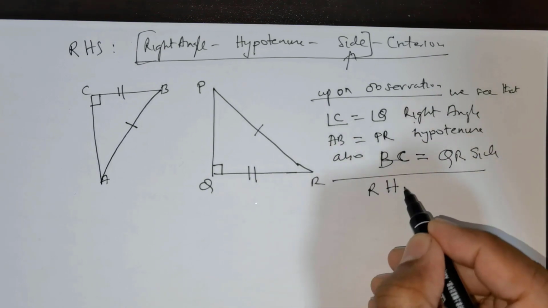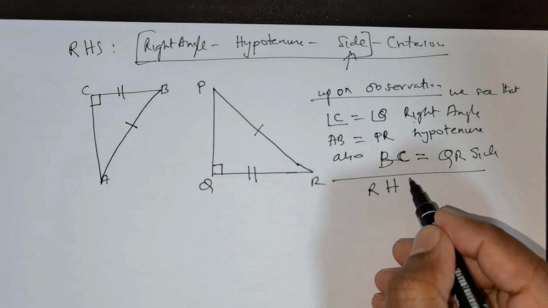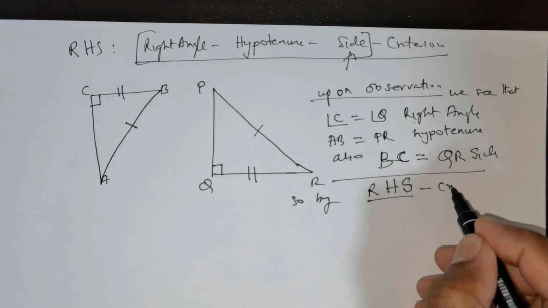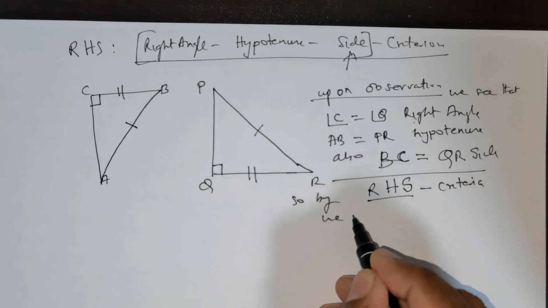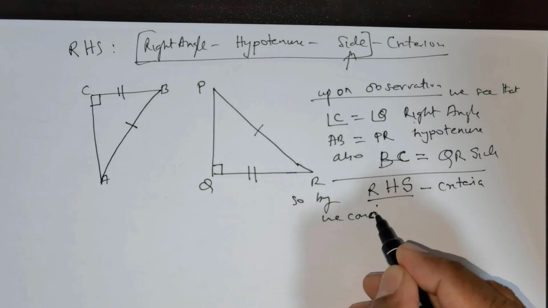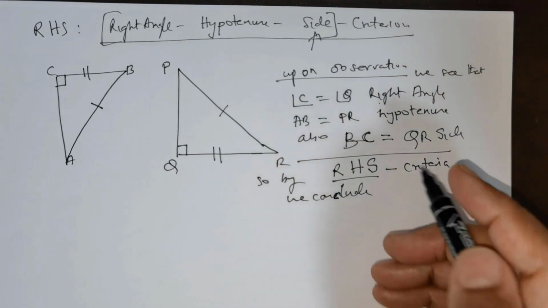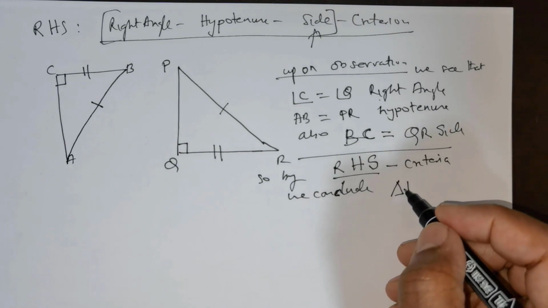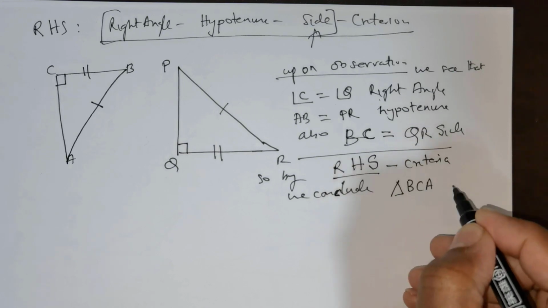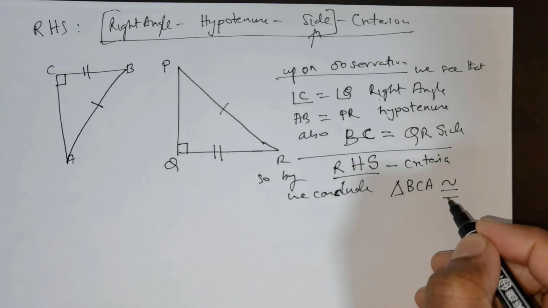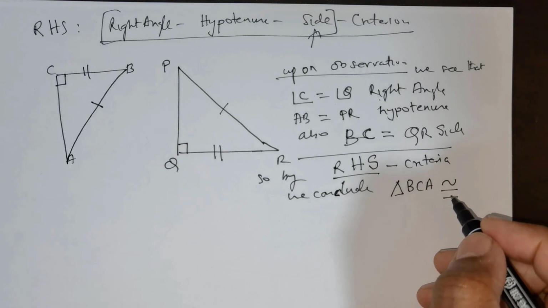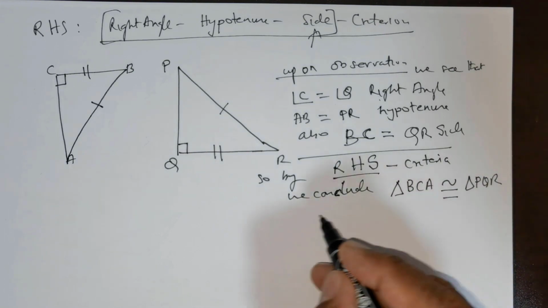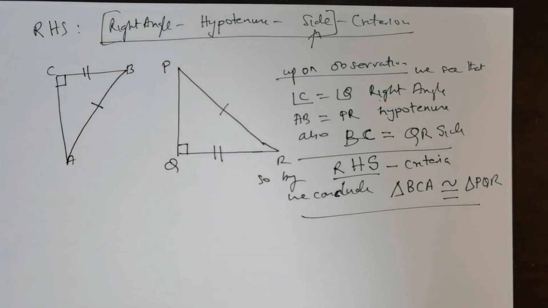So right angle, followed by hypotenuse and the side, RHS. So by RHS criteria, we conclude, what do we conclude? We conclude triangle, you can start it in any way you want. I want to start it as BCA is congruent to triangle PQR. So that is what we call RHS.